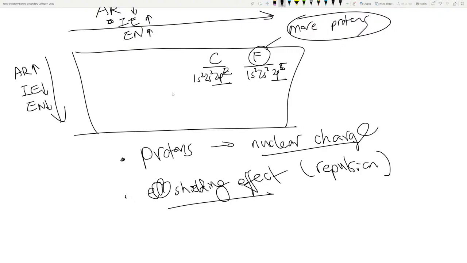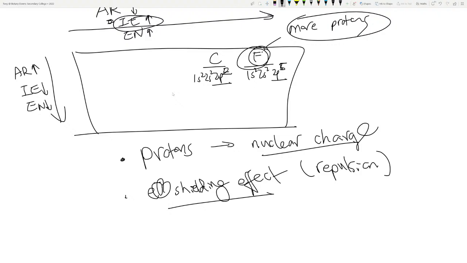And then ionization energy is how much energy is required to remove one electron from one mole of atoms at gaseous state. So if the electron in fluorine is experiencing more force of attraction, obviously you need to give it more energy to take away one electron.